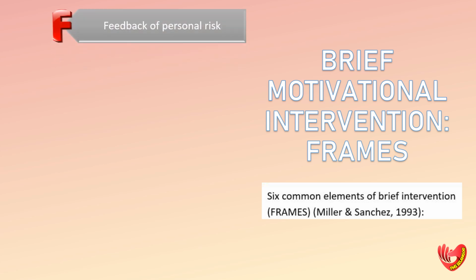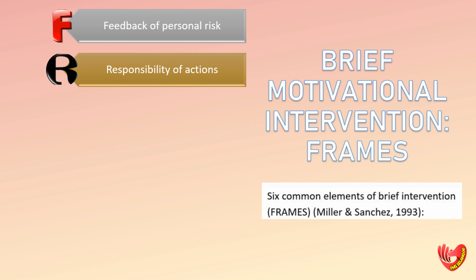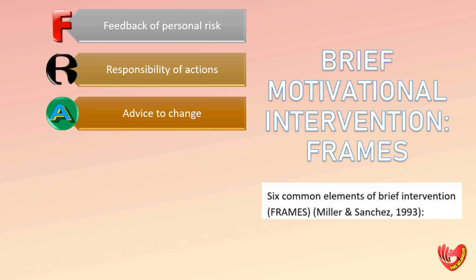F, for feedback to the individual to raise awareness of the risks and negative consequences associated with their substance use. R, for responsibility, by helping them understand that they have the power to make choices and take control of their behavior. A, for advice. We should offer clear and specific advice on how to reduce or quit substance use. It should also be practical and tailored to the individual's situation.